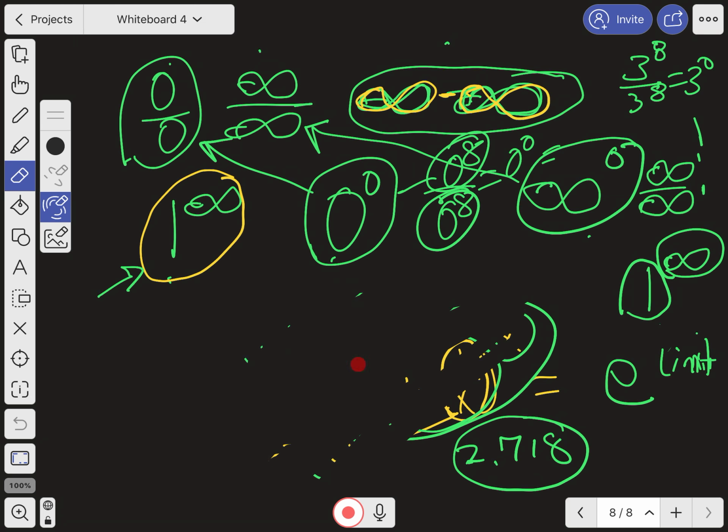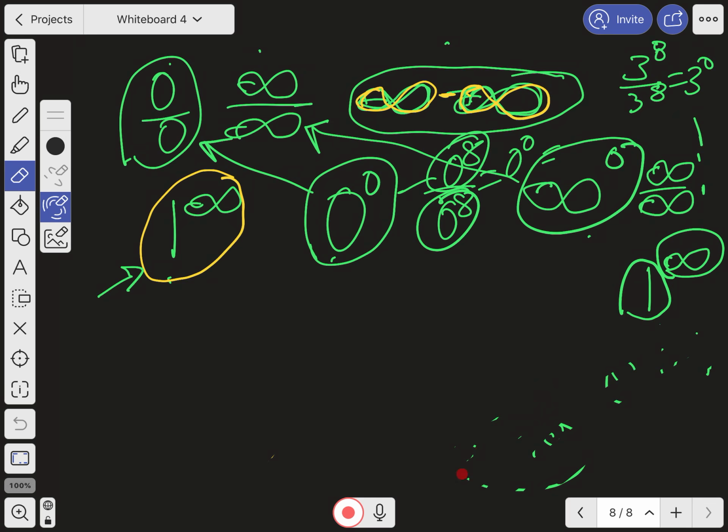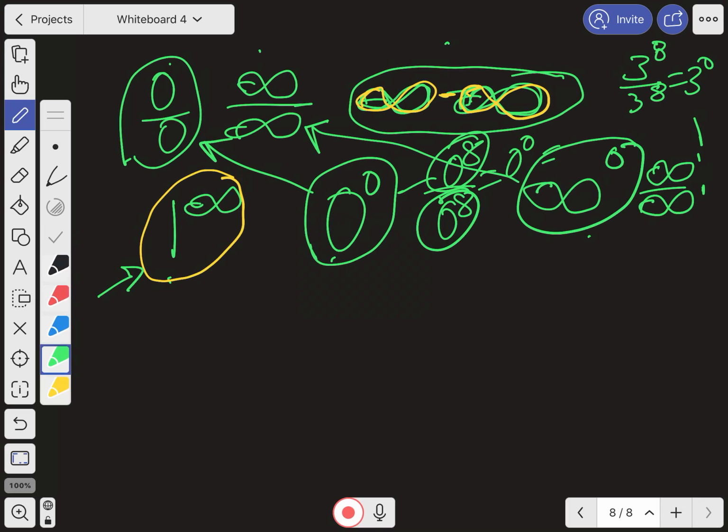And so what I'm doing is showing how all of the indeterminate forms are really related back to 0 over 0 and infinity over infinity, which you actually have to get your function to be in that form in order to use L'Hopital's rule, because it's the derivative of the top over the derivative of the bottom. So let's see, what was that at? 0 times infinity.